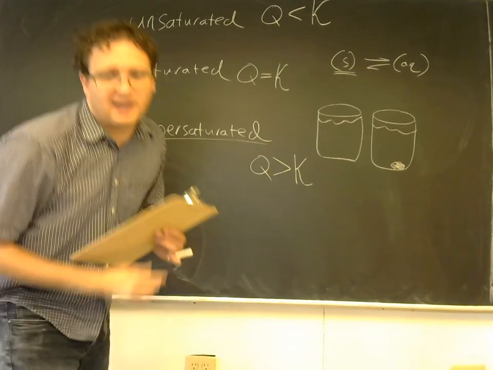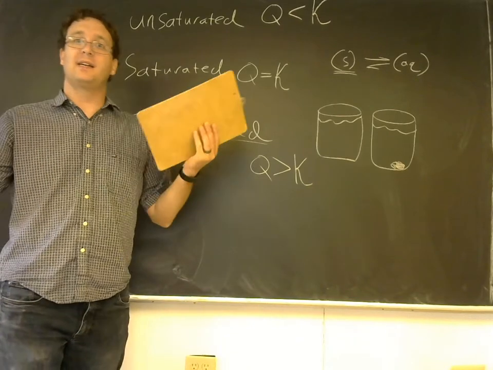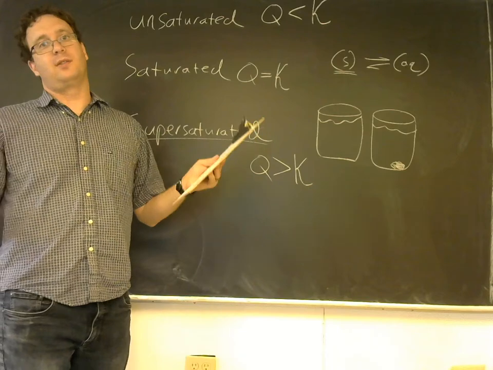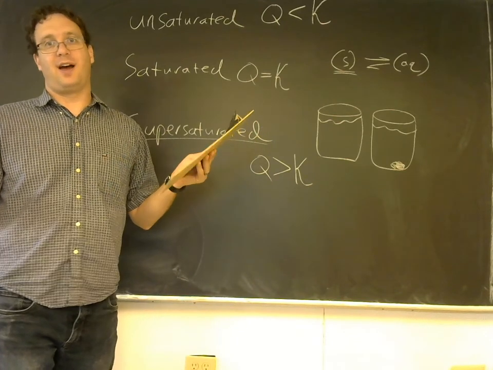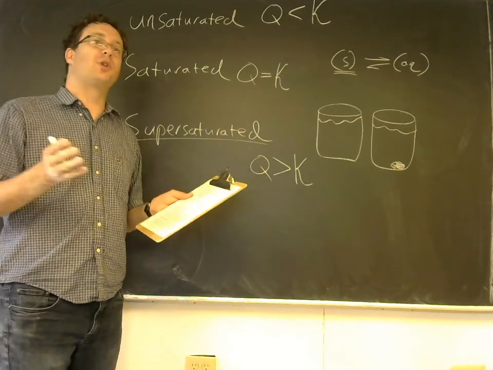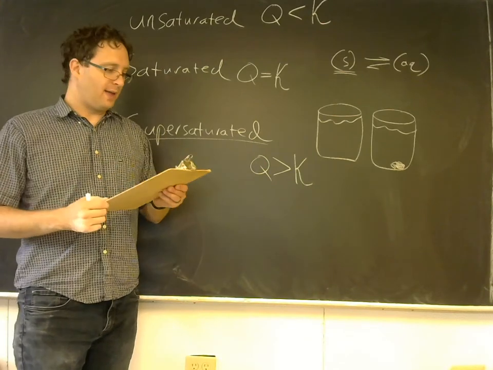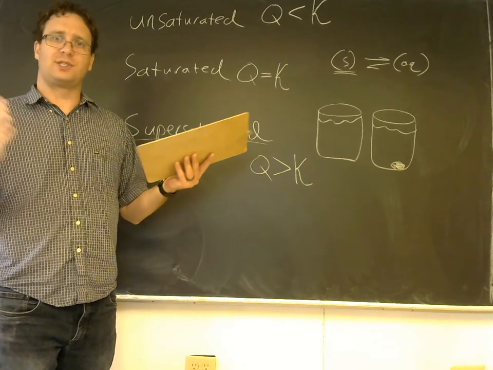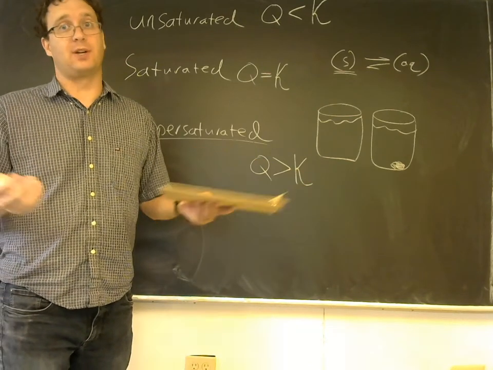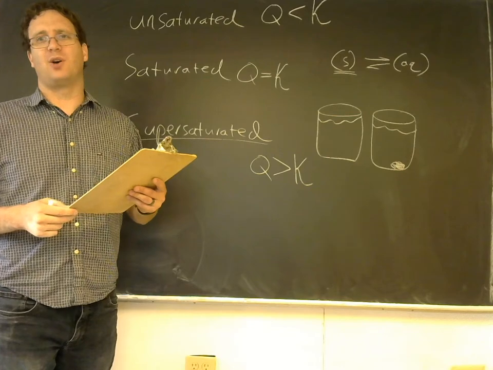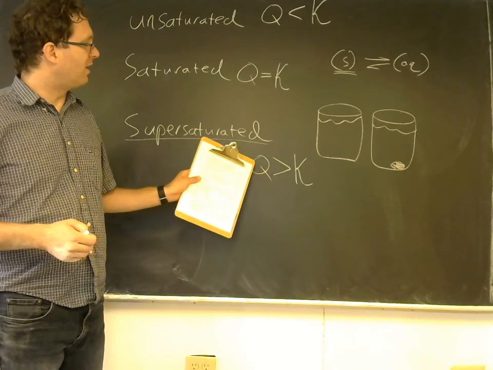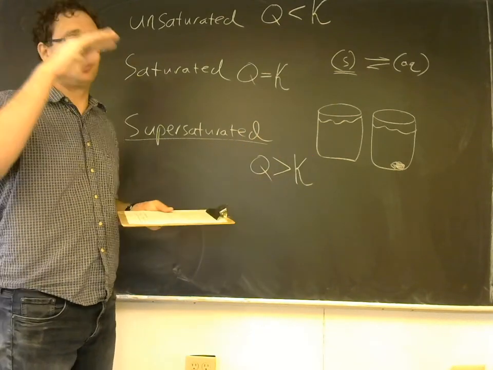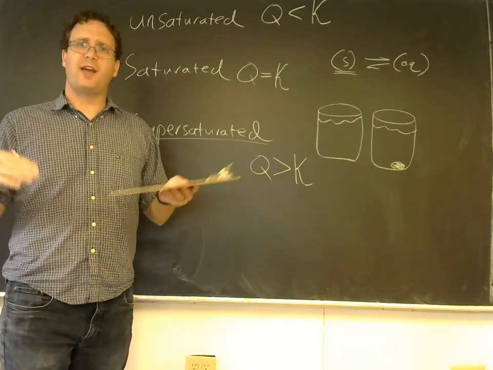You can get a supersaturated solution by heating up the solvent, dissolving to the saturation limit at that higher temperature, and then cooling it down slowly and carefully. And sometimes a supersaturated solution, as it cools down, will sort of immediately recrystallize. And so the value of Q sort of follows K as the temperature cools down.